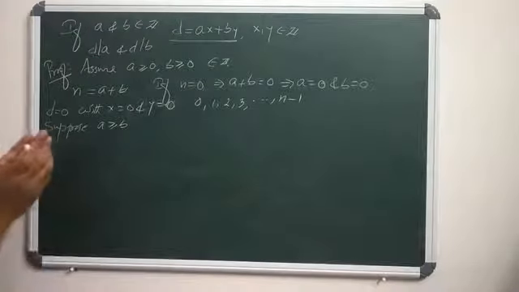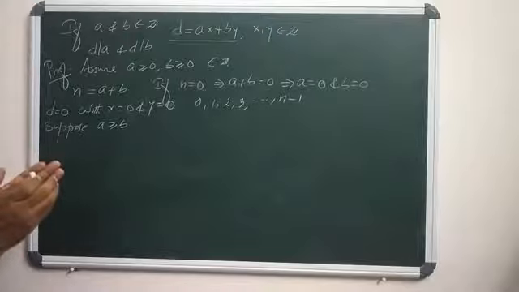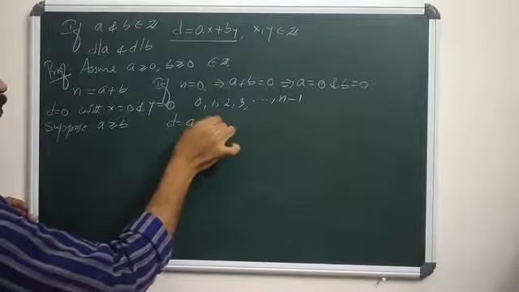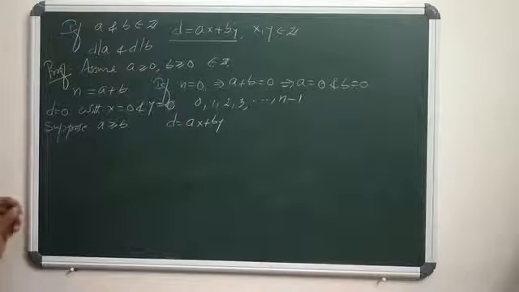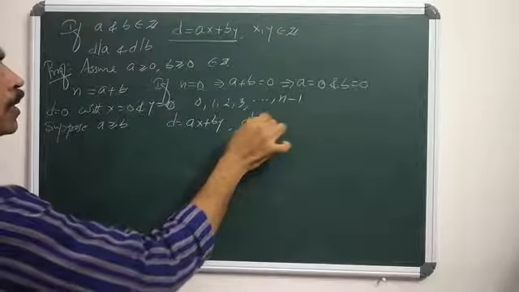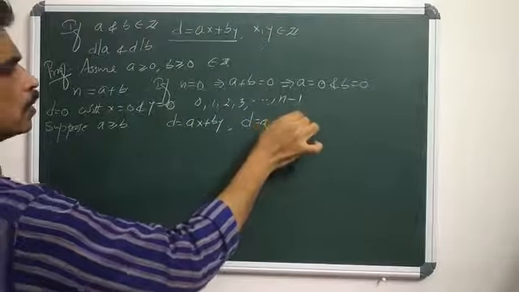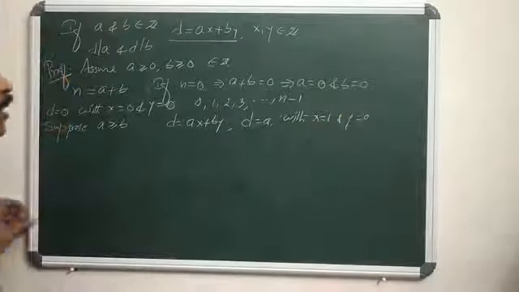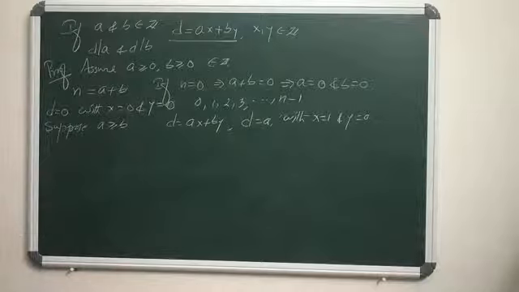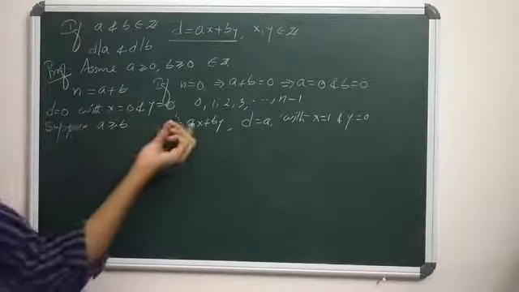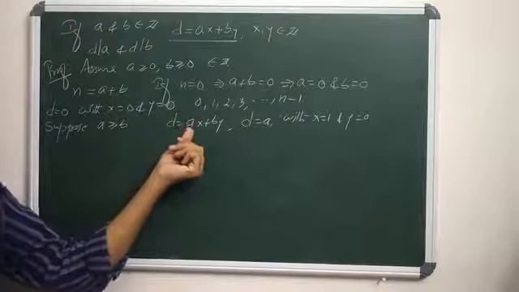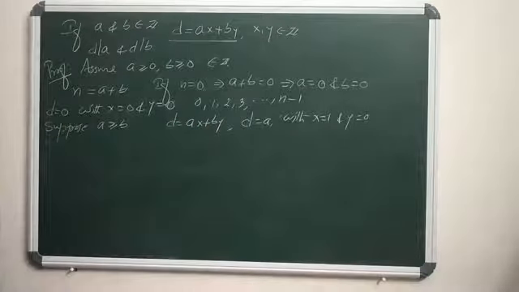If B equals 0, what happens? If B equals 0, then we have D equals Ax plus By. Take D equals A with x equals 1 and y equals 0. Again the linear combination is present there.